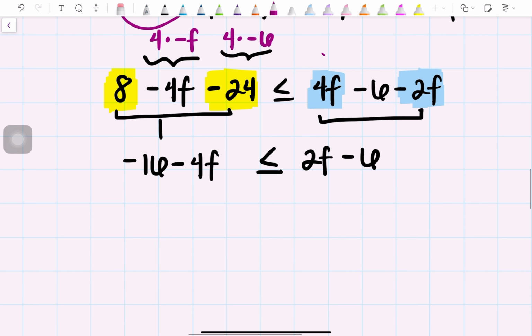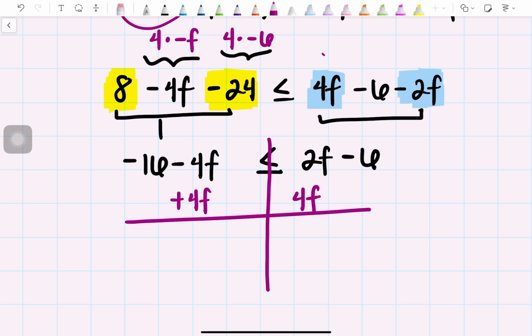So from here, guys, let's go ahead and move variables to one side, numbers to the other. Let's say now in this case, guys, I want to go ahead and add a 4f, right? I want to go ahead and move the variable to the right-hand side. Once again, guys, it doesn't change my answer whether I move it to the left or to the right. I just need to make sure that I do the correct operation when I'm doing it, right? So the 4f cancels out here. I have a negative 16 on the left-hand side. I have the less than or equal to sign, and then I have a 6f minus 6.